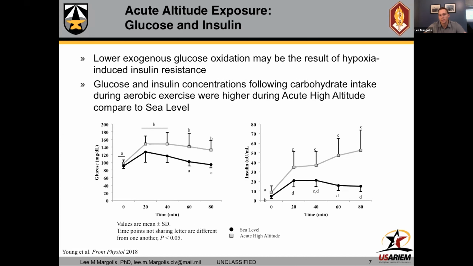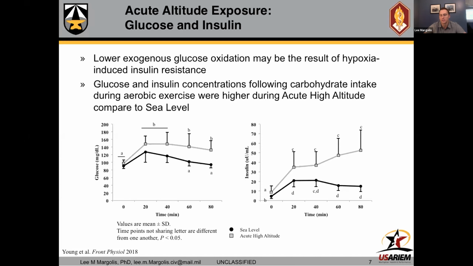It seems that there might be some sort of hypoxic-induced insulin resistance, which may be causing the lower rates of exogenous glucose oxidation during exercise at high altitude compared to sea level. What we found in our time course blood draws during exercise was that concentrations of glucose and insulin both rose significantly higher and did not return to baseline values during exercise at acute high altitude exposure compared to sea level, where the increase was much lower and the ability to return to baseline values was maintained at the end of the exercise bout.